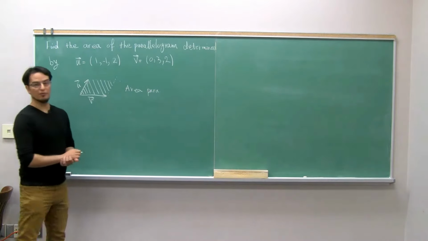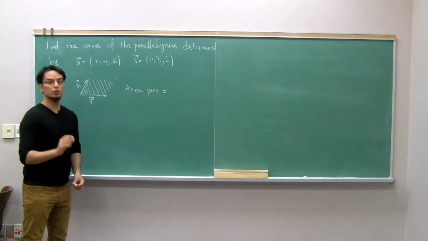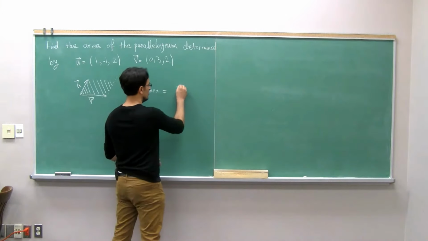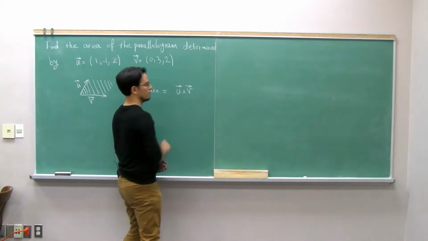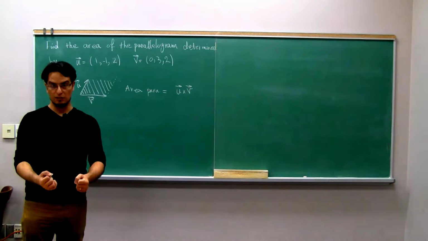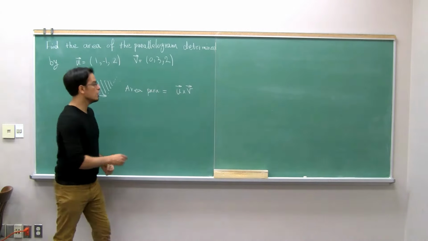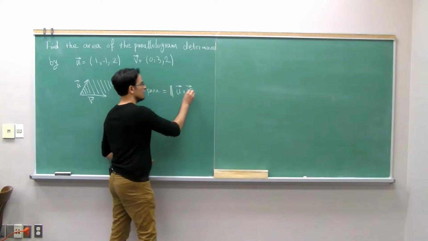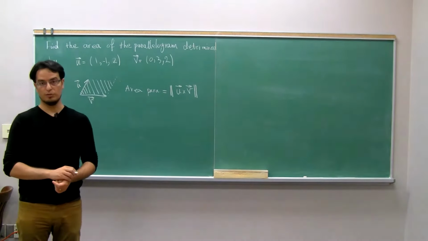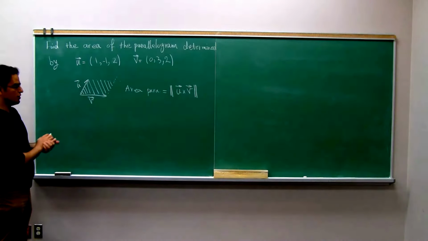Let me write. The area of the parallelogram is given by the cross product of u and v. So you do u cross v. But we know that the cross product of two vectors in R3 is another vector. We are looking for an area. Area is a positive number. To get that positive number, we have to find the length of the cross product vector. So this is what you need to know for this question.